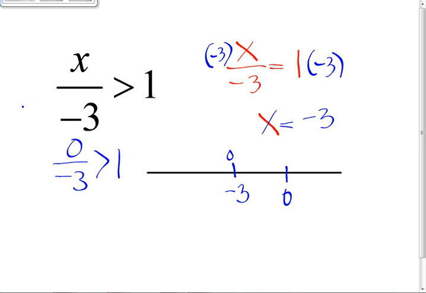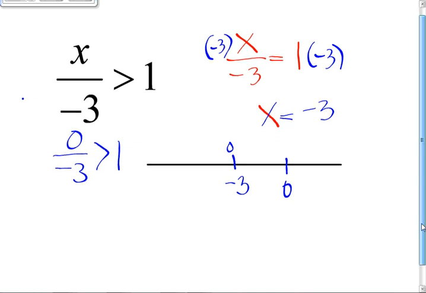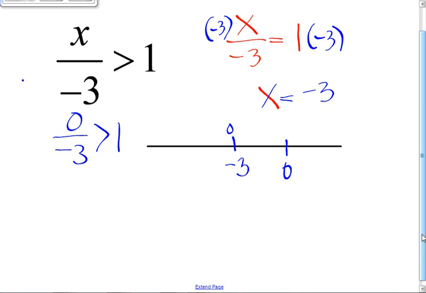Do I even need to show that work if I know what a solution is? No. I know what I divide by, what number I divide into to get a 1. I need a -3 there. Just by looking at it, I know that. That's perfectly okay. Okay, so which way do we shade?